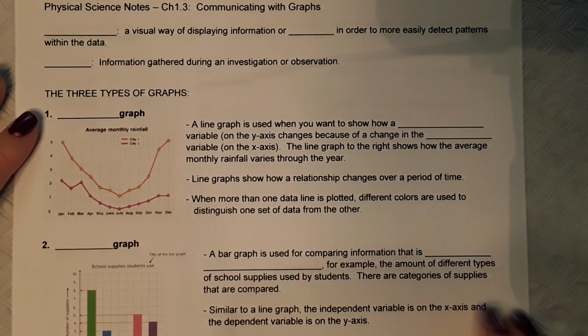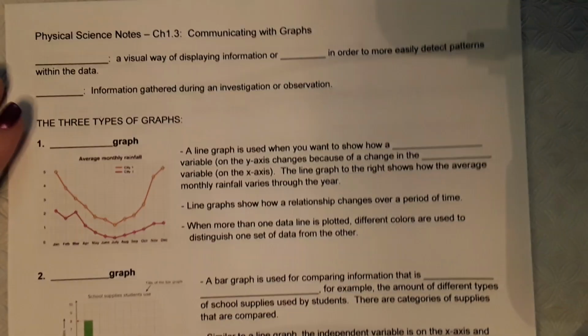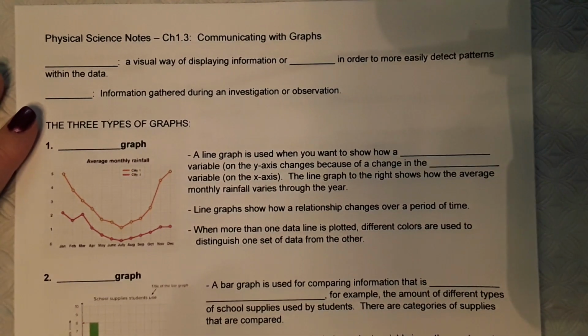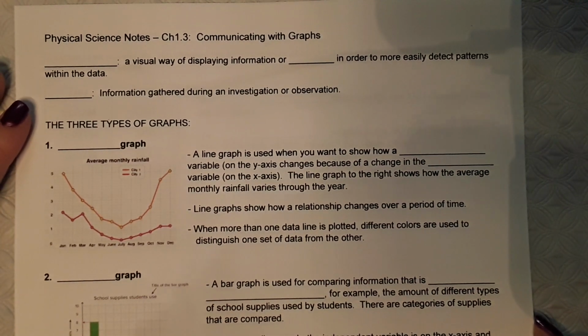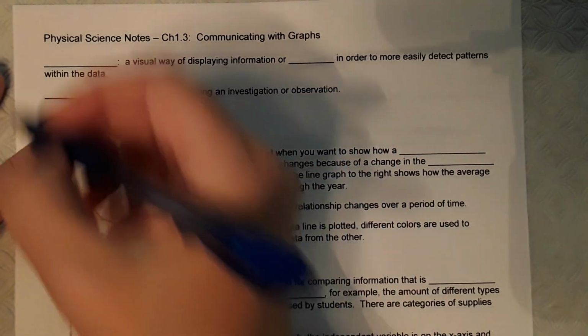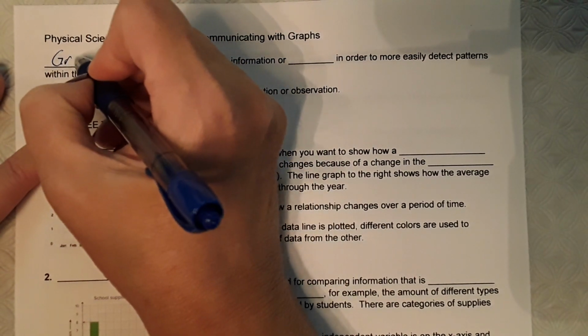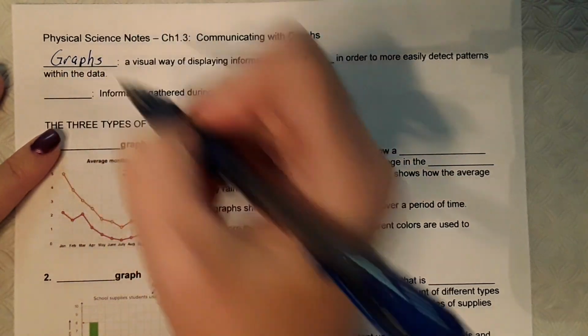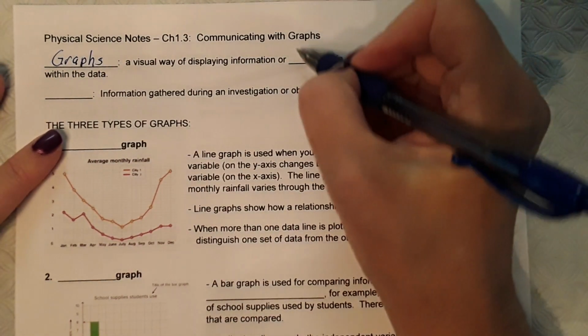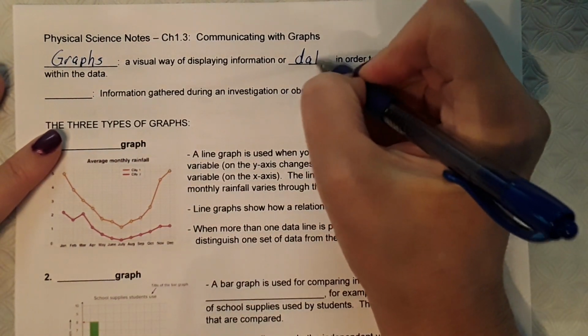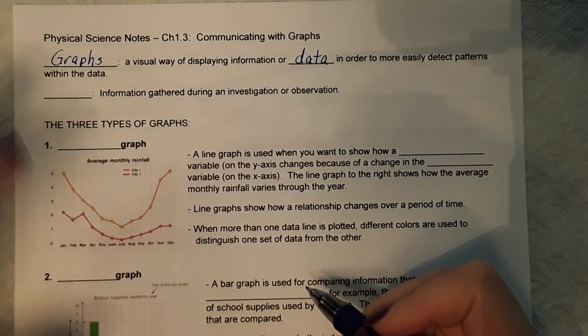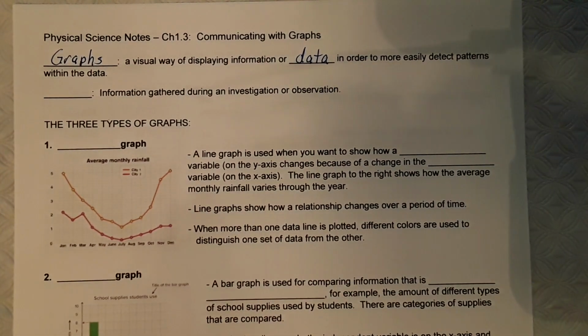Good morning, everybody. Today we're going to look at how we use graphs in science and what types of graphs that we can use. Now, in science, we use graphs as a way of displaying information or data in a visual form. This will make it easier to detect patterns within the data.